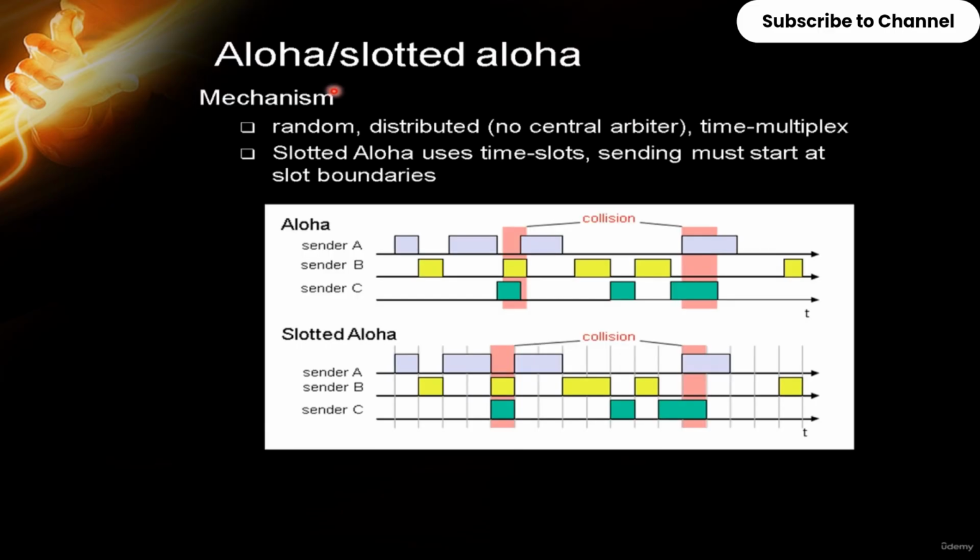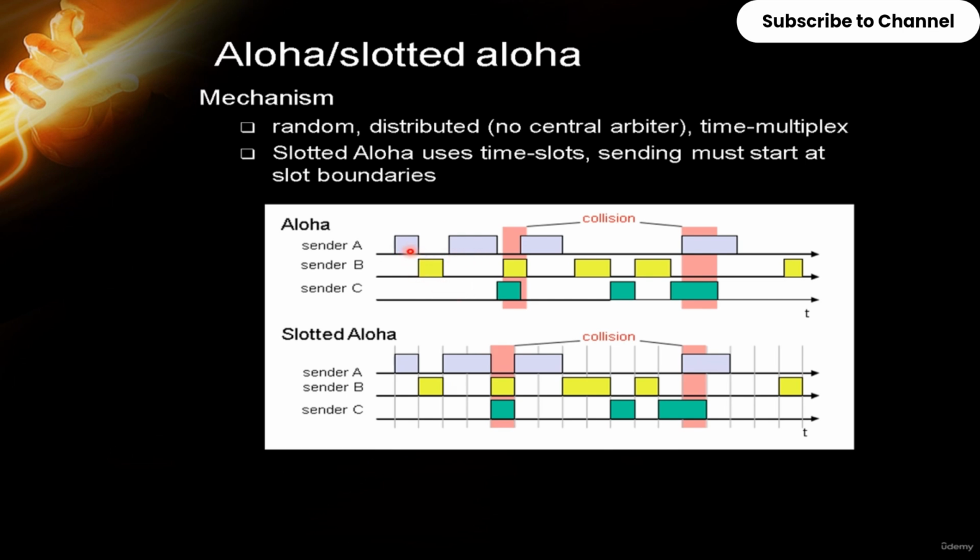Next is Aloha or slotted Aloha, which are used in MACA. Here the concept is a random access mechanism. That is, there is no central authority to control the channel. Slotted Aloha uses particular time slots for sending and receiving data.